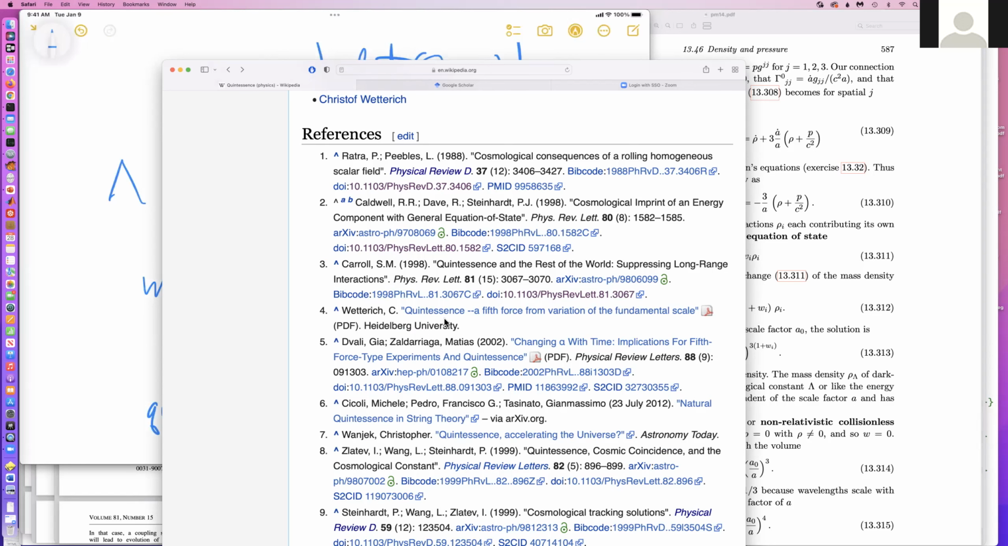Wikipedia, physics, that's number 2, DOI.